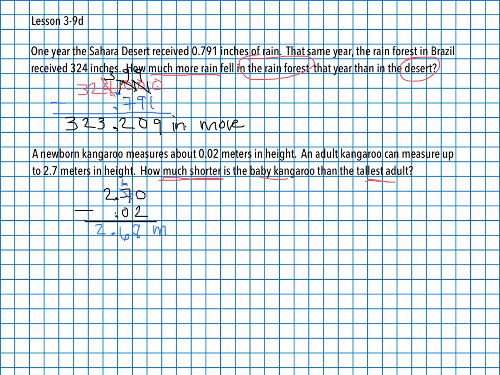Now notice how I put that in a sentence. And the baby kangaroo is 2.68 meters shorter. Now, ladies and gentlemen, that's how your answer should be. You should make sure that it is in a complete sentence.